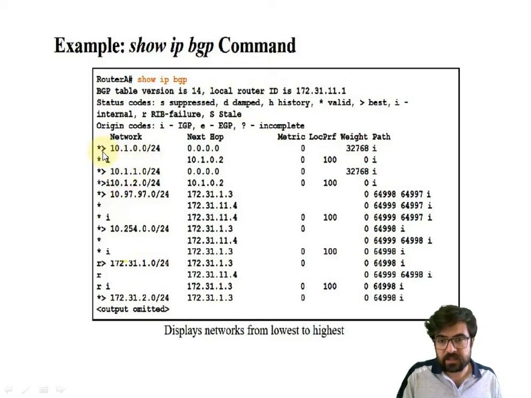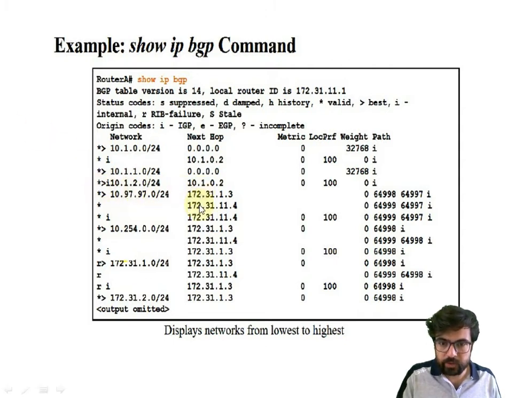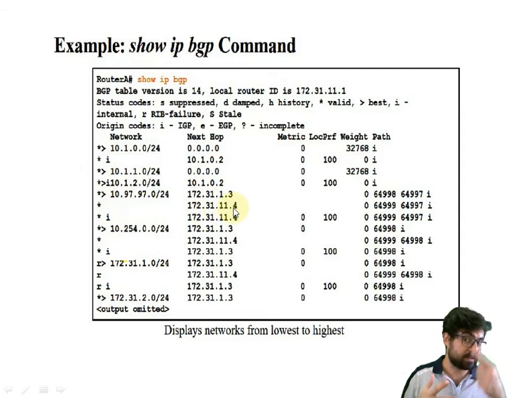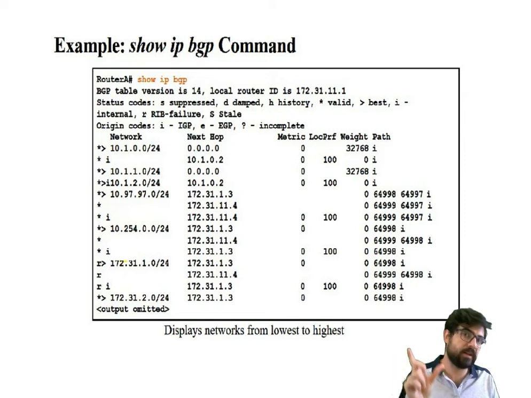And this sign means the best route. For example, for this network, maybe there are many connections. How many are there? For this network, we have 1, 2, 3. So we have 3 different routes for that network, but it is saying that this next hop or this path will be the best. And if you remember from the previous part, I told you the number of AS numbers will be prepended onto the header of the packet. So we can see in this command, these are the AS numbers that you're going to pass. And it displays networks from lowest to highest. So this is the lowest and this is the highest. And I think I've covered whatever I wanted.